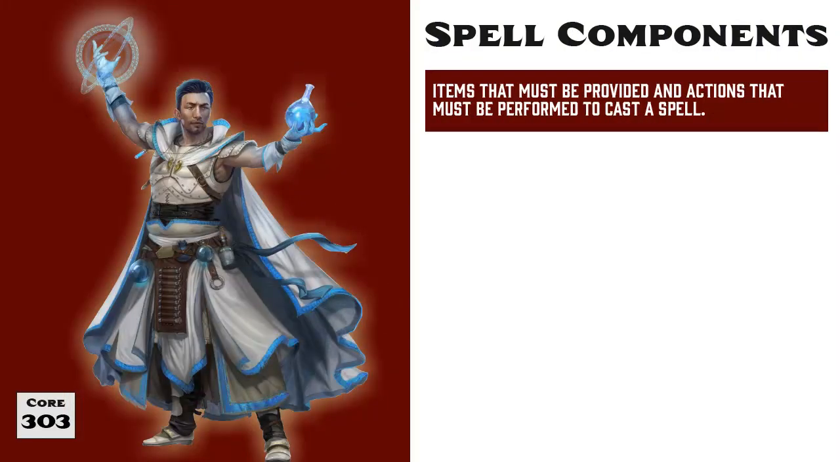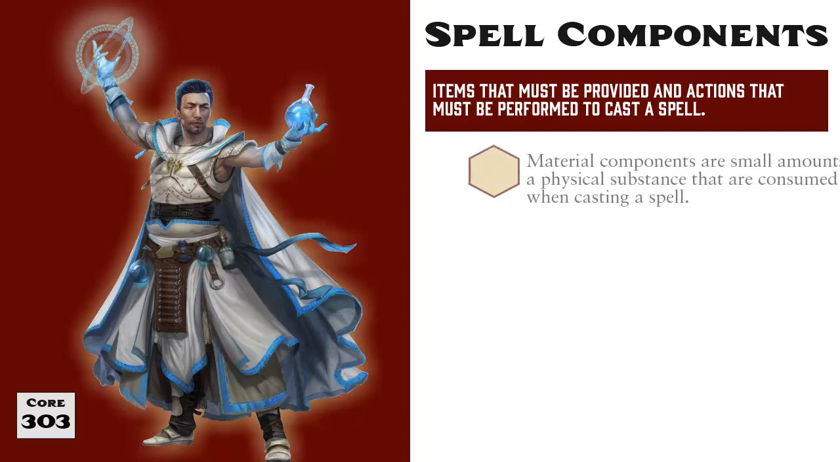Spell components are sort of like the fuel a spell needs to work. What exactly does the caster need to do in order to cast the spell? There are 4 kinds of spell components: material, somatic, verbal, and focus.